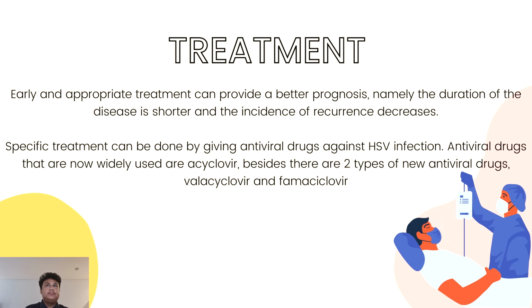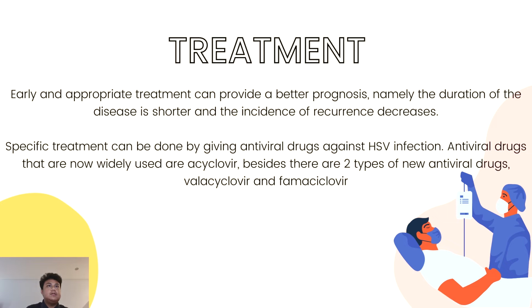Hello, my name is Bagus Rinagastya with 3-digit student number 032. Early and appropriate treatment can provide a better prognosis, namely the duration of the disease is shorter and the incidence of recurrence decreases. Providing education is also an important aspect in the treatment of genital herpes simplex. Patients should be advised for recontrol, advised not to have sex while the lesion and symptoms are still present, use condoms, and check their sexual partners.